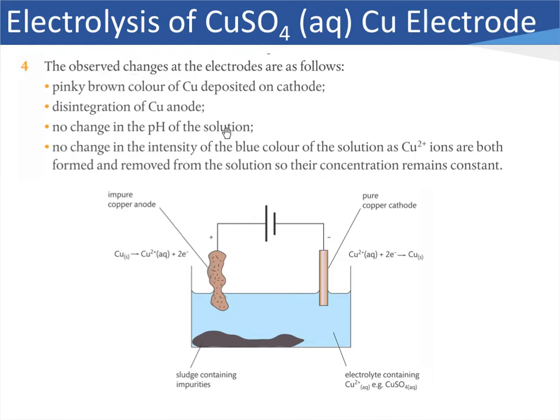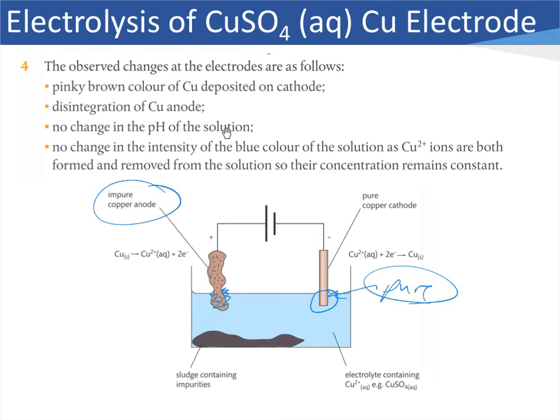Pinky brown color of copper deposited on the cathode. This cathode would end up having this pinky brown color of copper deposited. It would actually be deposited down here in this part of the electrode where it's in contact with the water. Disintegration of the copper electrode. This electrode is going to disintegrate and get smaller. It is sometimes used where this is an impure anode and this copper over here would be pure copper. This is a way of purifying copper.